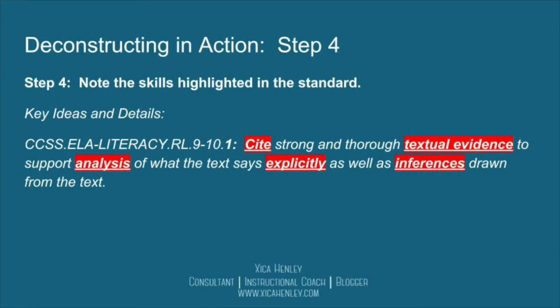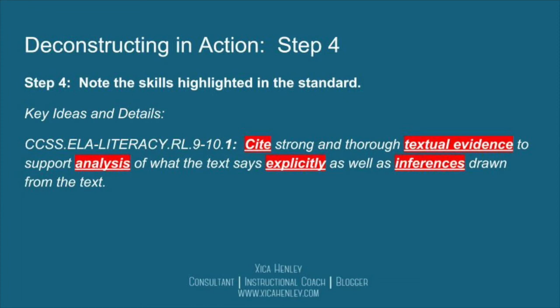So my students should be able to cite strong and thorough textual evidence to support analysis. So the first thing I'm going to look at is they should be able to cite textual evidence. That's one thing that they should be able to do. I've also noted that they need to support an analysis. So I'm going to underline analysis because that is also a skill that my students will need.